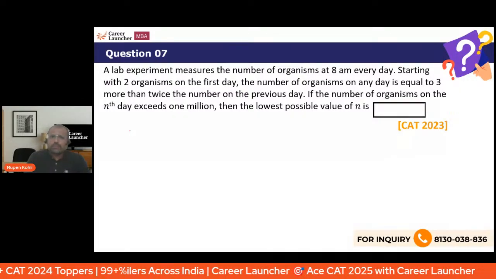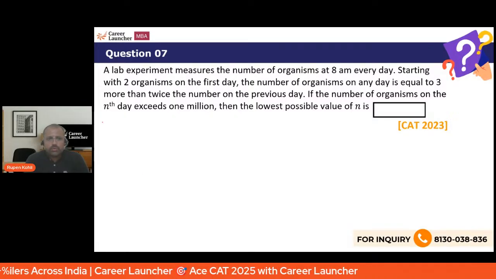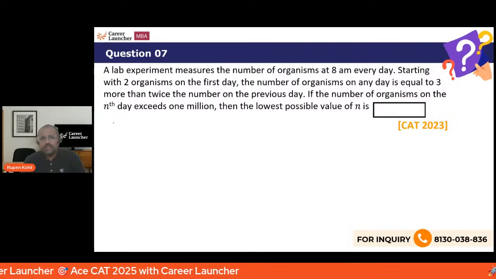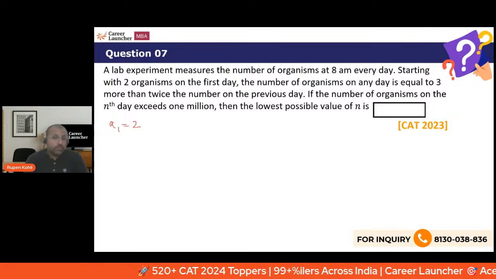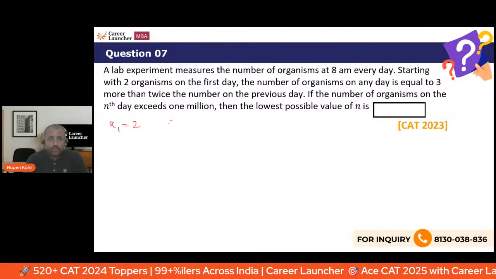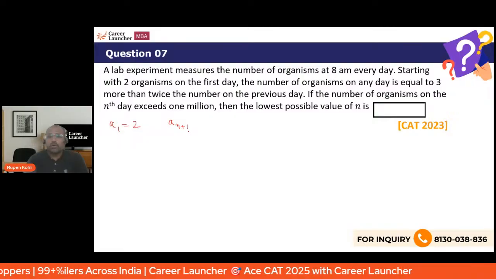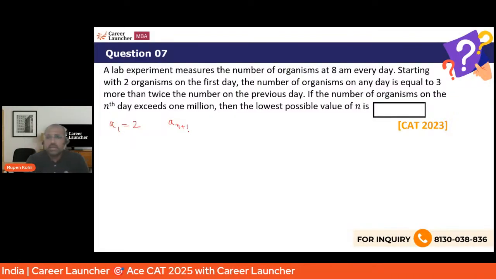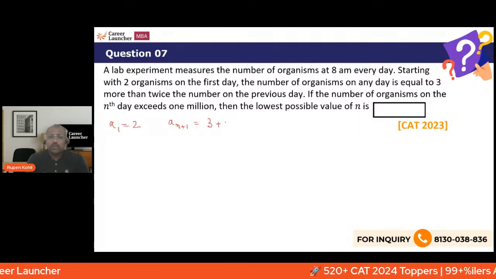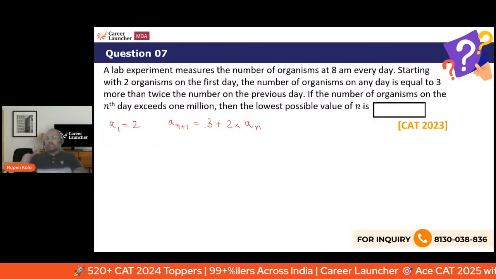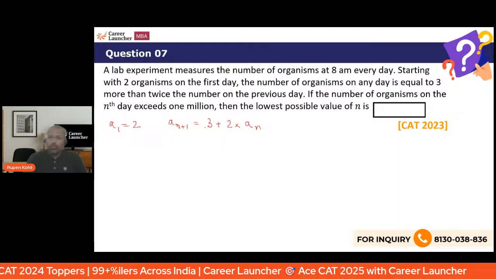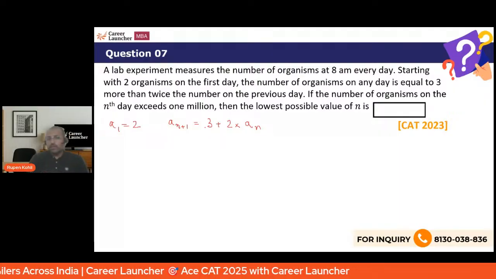So if I want to write this in the form of an equation, what should I say? If the terms are A1, A2, A3, I know A1 is 2, the number of organisms on the first day is 2. The number on the next day, A(n+1), is 3 more than twice the number on the previous day. So A(n+1) should be 3 plus twice of An. This is the recurrence relation that we have. This relation only depends on the previous term, and hence it is sufficient for us to be able to write all the terms.